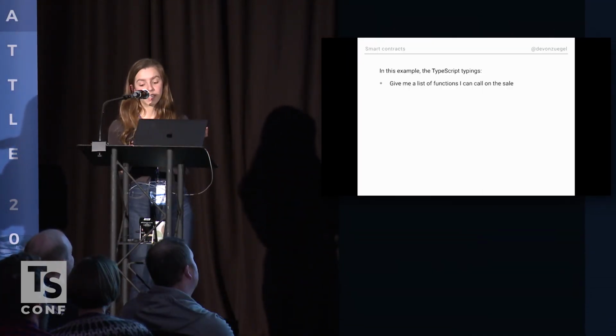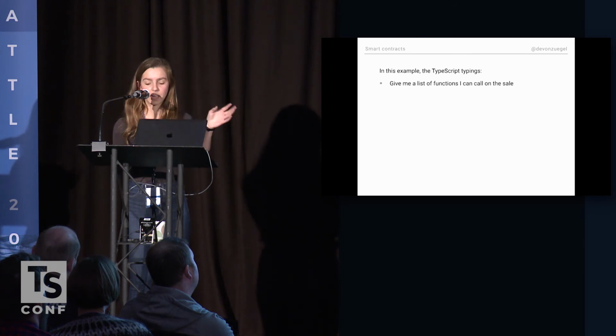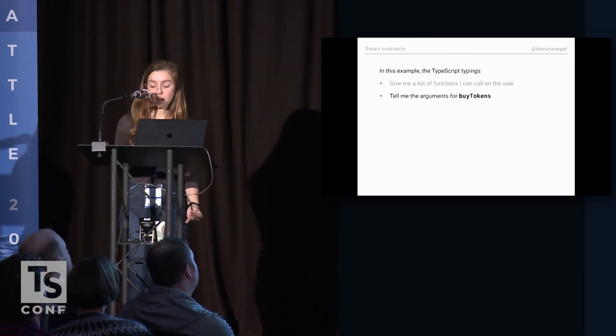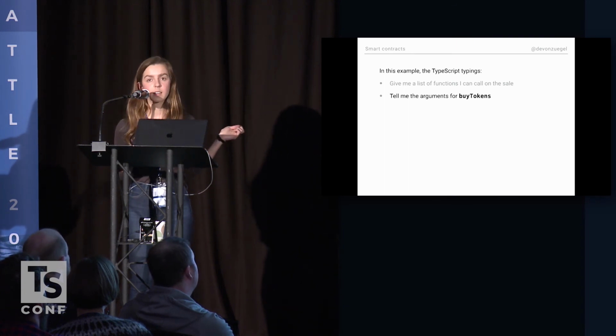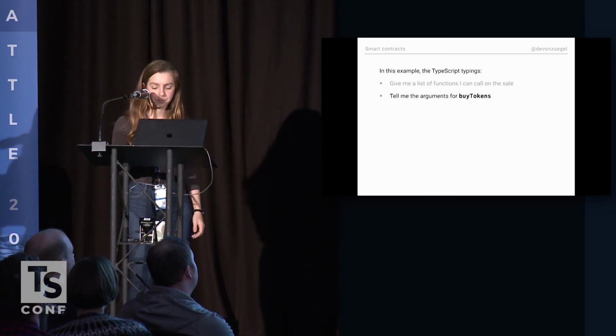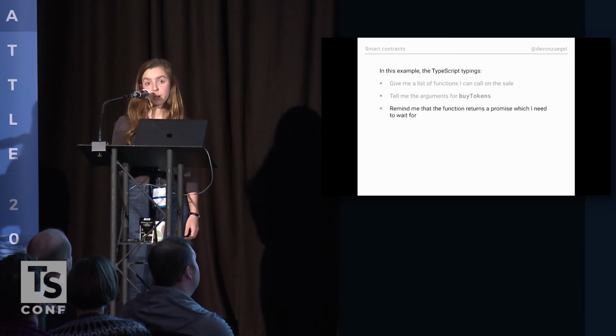So for one, it gives me a list of functions I can call on the sale, which sounds trivial, but it's actually pretty nice because then it just auto-completes. I'm preaching to the choir there. It tells me the arguments for buy tokens, so I start actually just passing things in immediately without having to look it up or transcribe stuff.